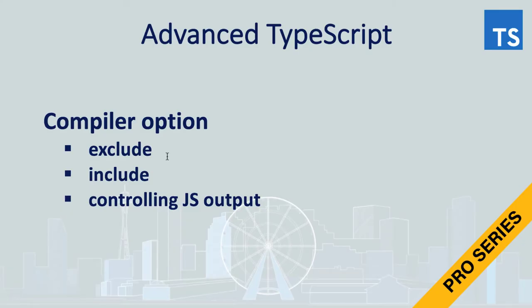Today we have learned how to control which files are getting into our compilation process of TypeScript compiler. We also learned about noEmit and noEmitOnError options that could be useful to fine-tune our compilation configuration.